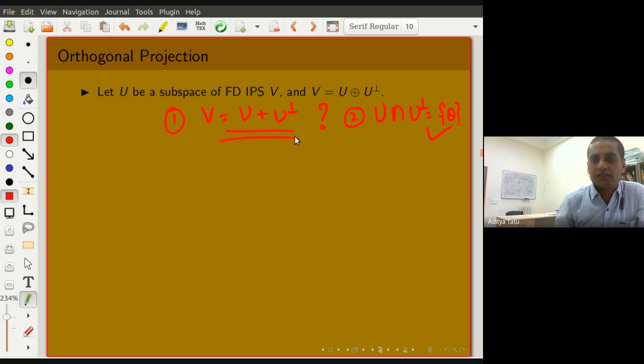What about this? Okay, maybe think about this. If you are not able to show this, then we can prove this in the next class. But I think you should be able to do this. Okay, so for now, assume V is the direct sum of U and U perp.